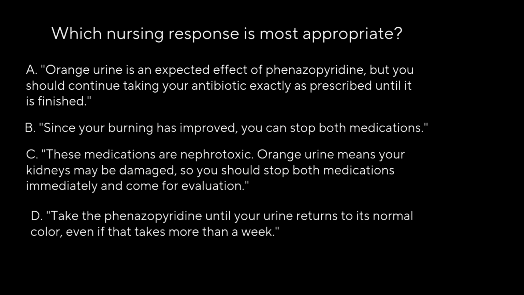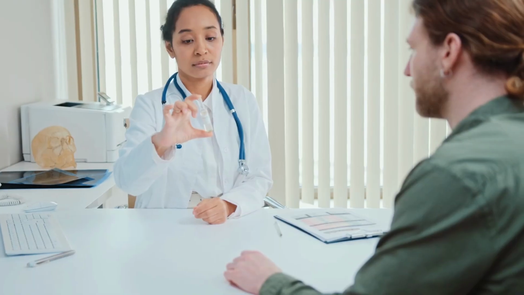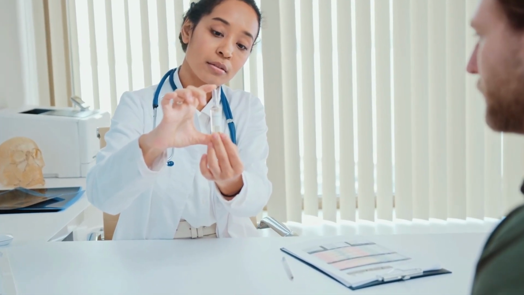Take a moment to think, and the answer is A. The orange urine is caused by phenazopyridine and is an expected harmless side effect. However, the antibiotic is what treats the bacterial infection. Stopping the antibiotic early increases the risk of treatment failure and bacterial resistance.